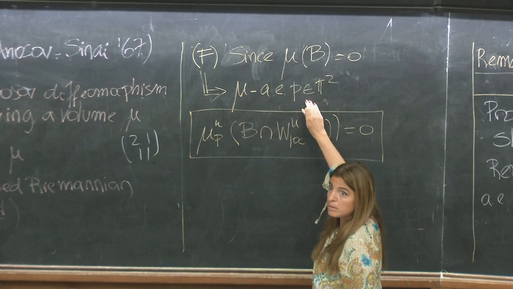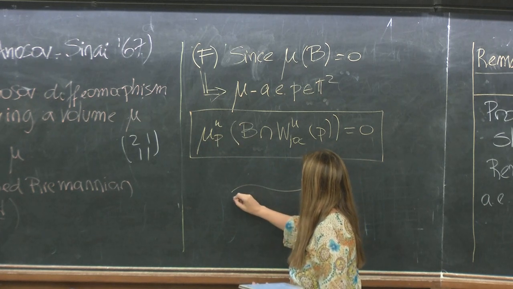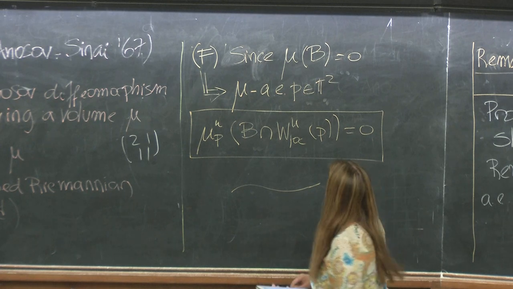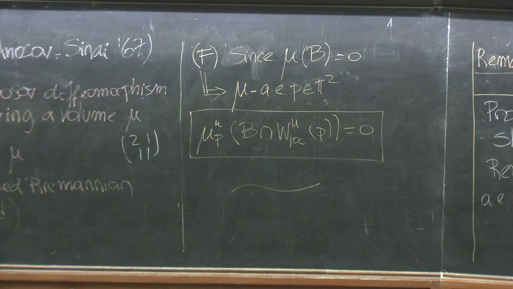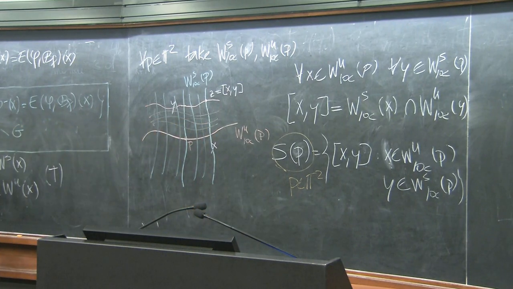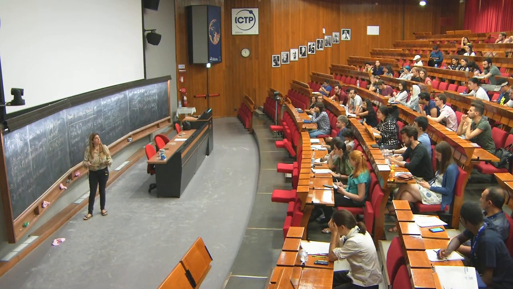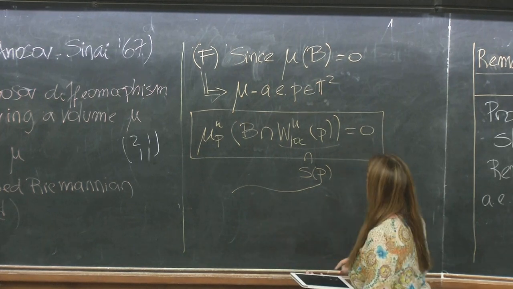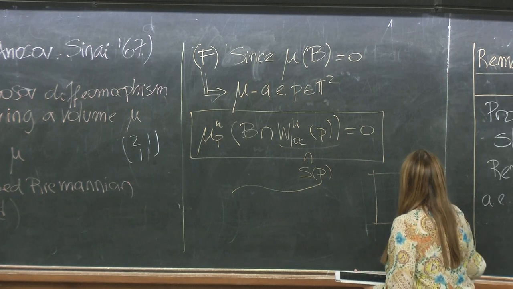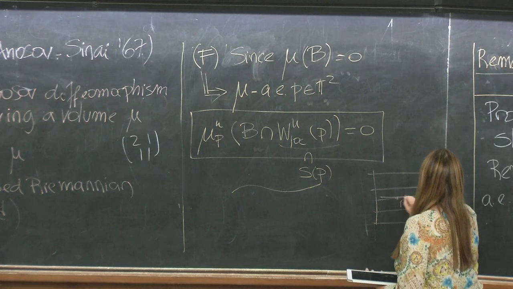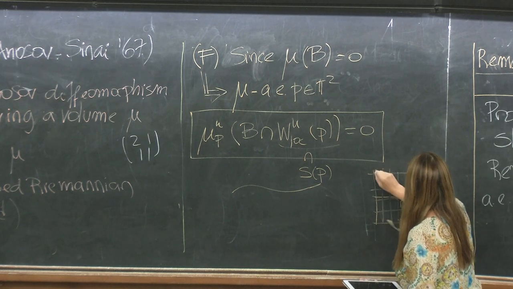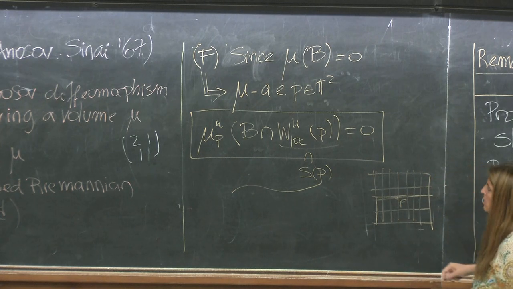For mu almost every p, I will take any p in T2, and then I will consider sp. And b is in fact this, and this local stable manifold is so small as it is contained in sp. So I don't know if this answers. This is going to be just, we have P here, we have the unstable manifold of P, and the bad points here. Yes.